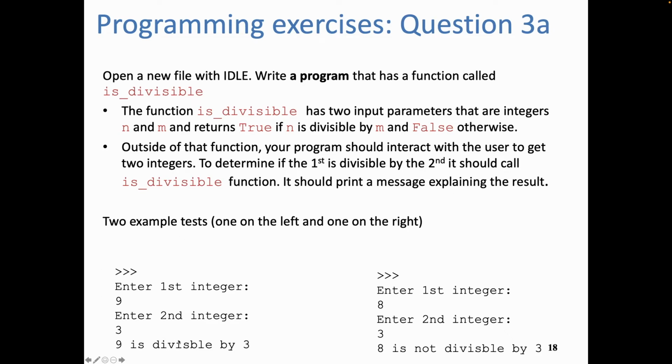Here are two example tests. Enter the first integer, it's 9. Enter the second integer, it is 3. So 9 is divisible by 3, and you should print a message like this. And here is another example: 8 is not divisible by 3. So we can use the remainder operator in Python to check whether the first integer is divisible by the second integer.